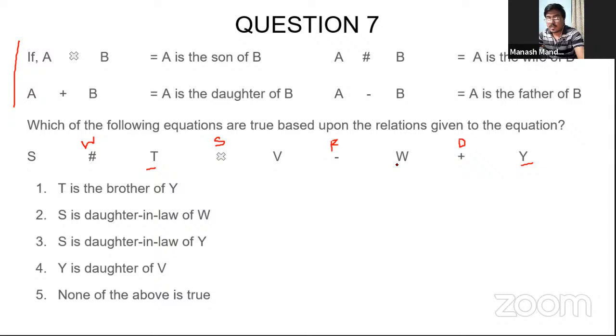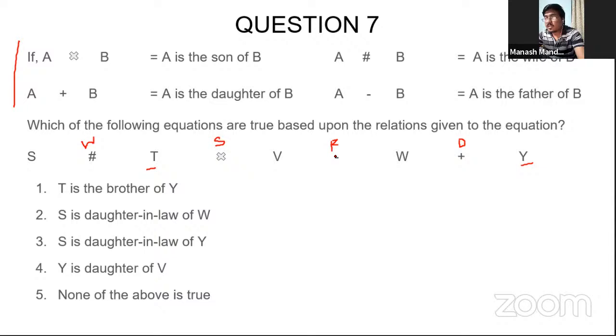Okay, Apurva is saying none of the above. Okay, let's see. Let's confirm the question once. Okay, so T is the brother of Y. So let us see, T is the son of V. So far it is male. So it is the male. So this can be the answer.